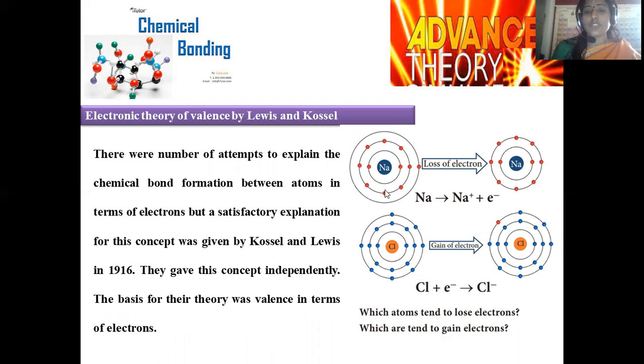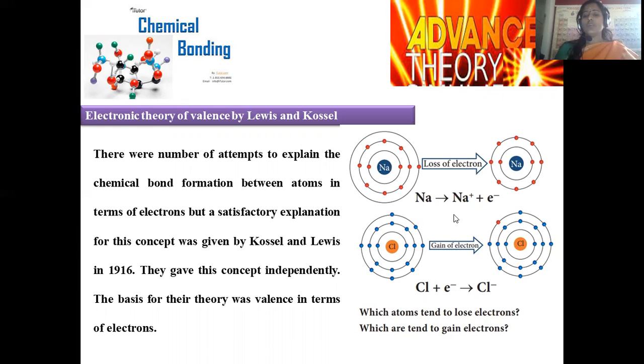The basis for this theory was valency in terms of electrons. Based on the valence electrons present in the atom, the type of bond will depend. When you take sodium, by losing one electron it forms Na+, and it attains the noble gas configuration, that is 2s2 2p6. In a similar manner, chlorine with outermost electrons 3s2 3p5 gains an electron by the process called reduction, so that it turns into 3s2 3p6 and again attains the noble gas configuration.